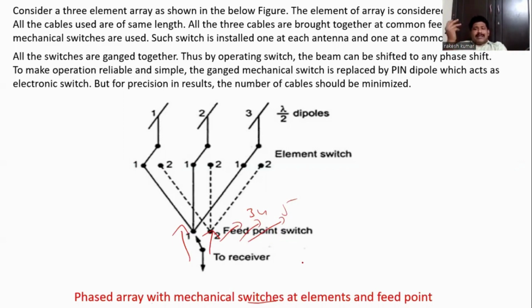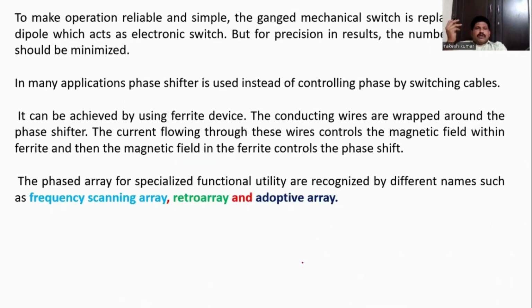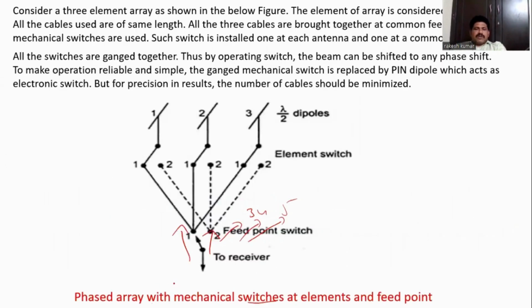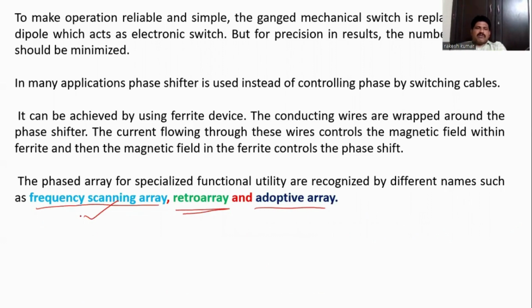So there are other types which also provide the same scanning. One is the frequency scanning array, another is the retro array, and the other one is the adaptive array. Now let us study what is going to happen in the frequency scanning array. The first one was the phased array with mechanical switches. Now let us go to the second one. What is the second one?